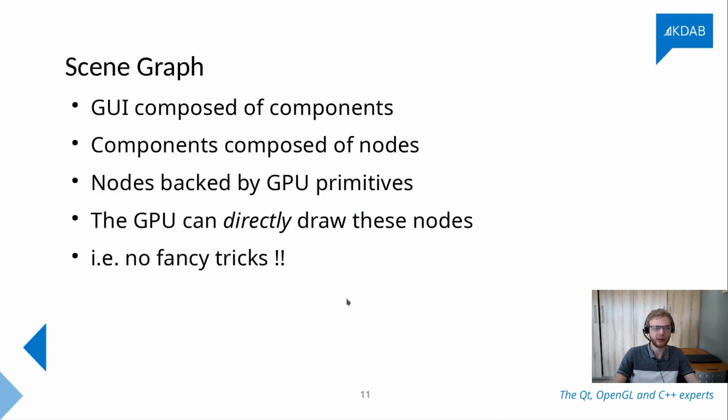Whereas in my scene graph case or the Qt scene graph case, all the nodes understand exactly what commands they need to send to the GPU to update from one property to another. So yeah, as I said, there are just no fancy tricks.